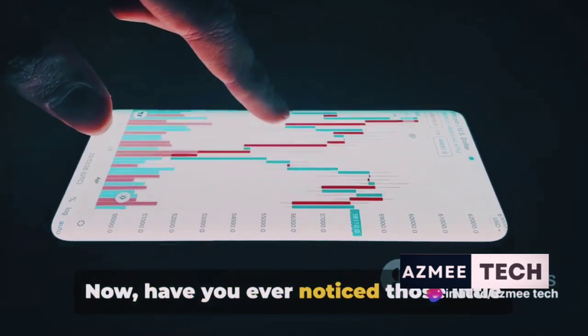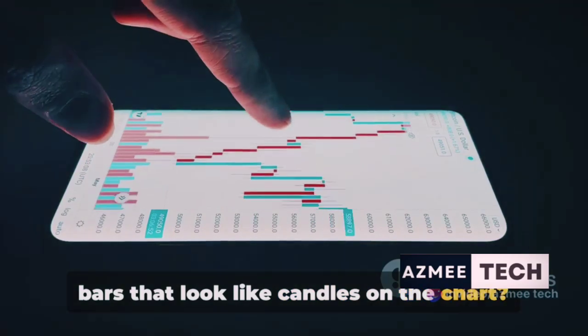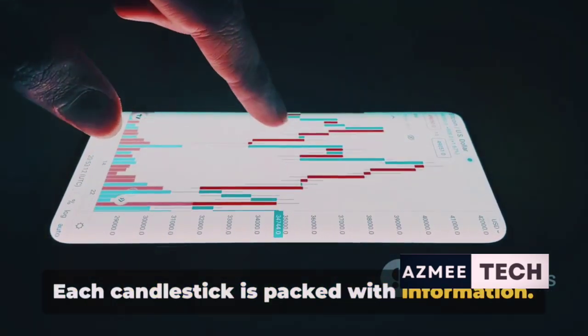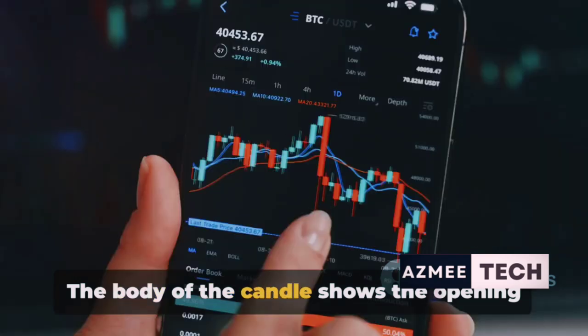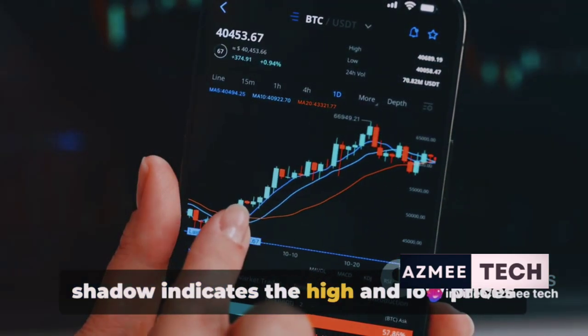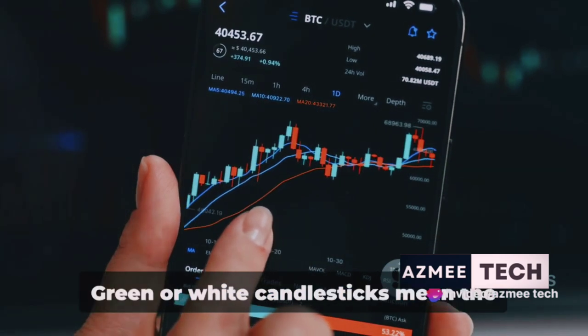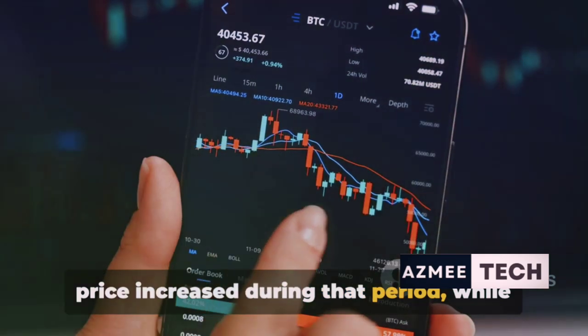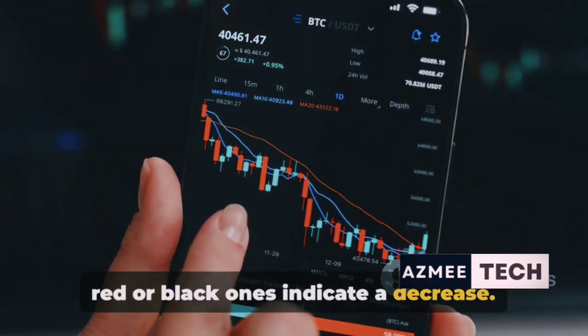Now, have you ever noticed those little bars that look like candles on the chart? Those are called candlestick patterns. Each candlestick is packed with information. The body of the candle shows the opening and closing prices, while the wick or shadow indicates the high and low prices during that period. Green or white candlesticks mean the price increased during that period, while red or black ones indicate a decrease.